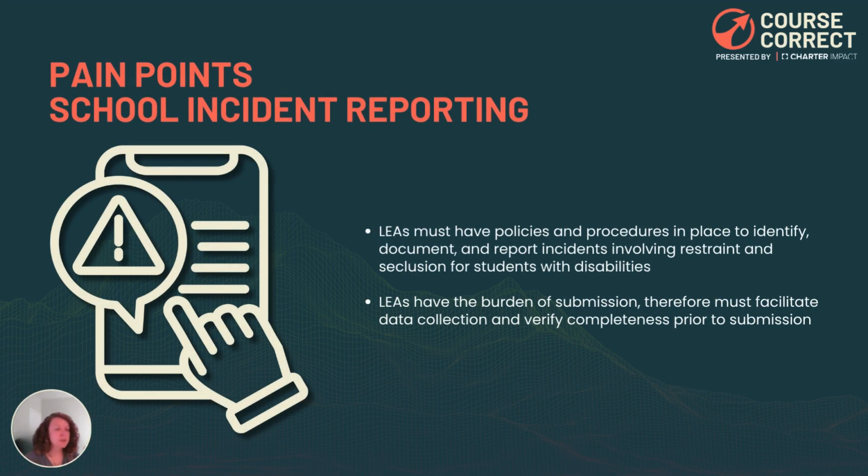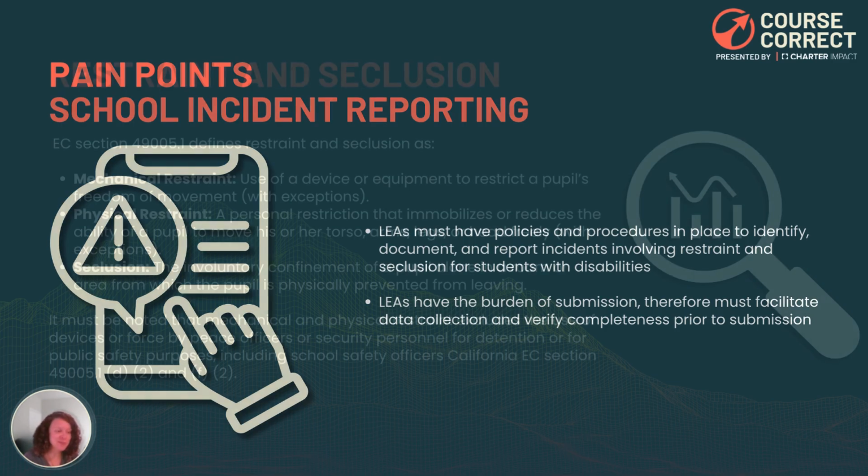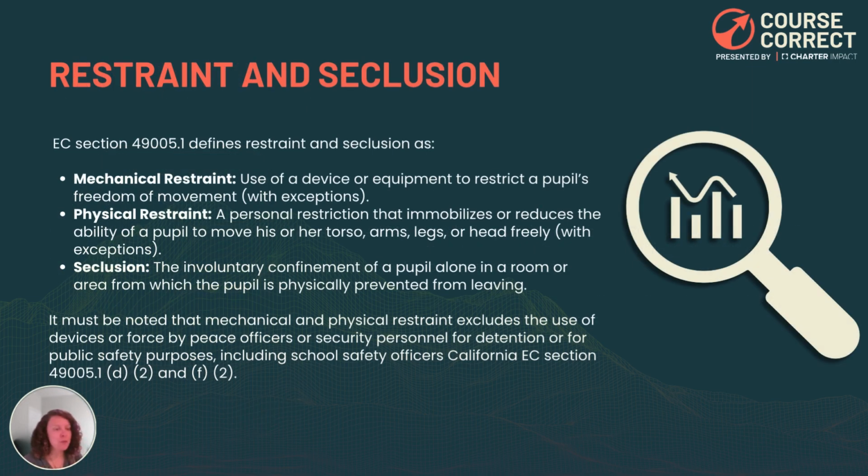Another thing we want to flag here for you is school incident reporting. LEAs must have policies and procedures in place to identify, document, and report incidences involving restraint and seclusion for students, specifically students with disabilities. And so that data must be reported. Now, typically, whenever we have these conversations, there's usually a question about what restraint and seclusion means. So we have included that information for you here.